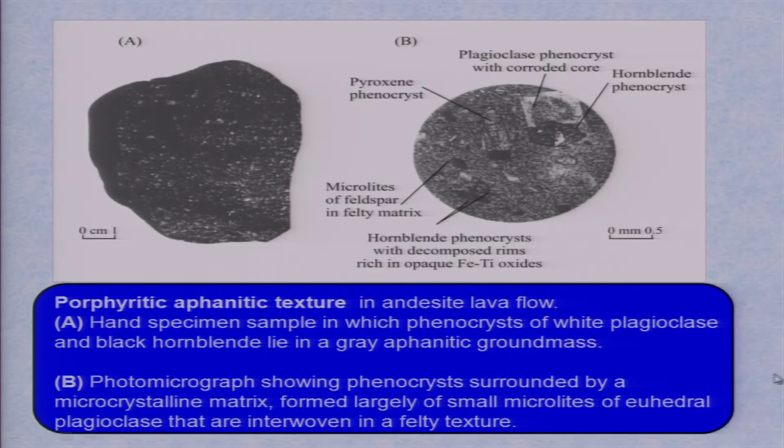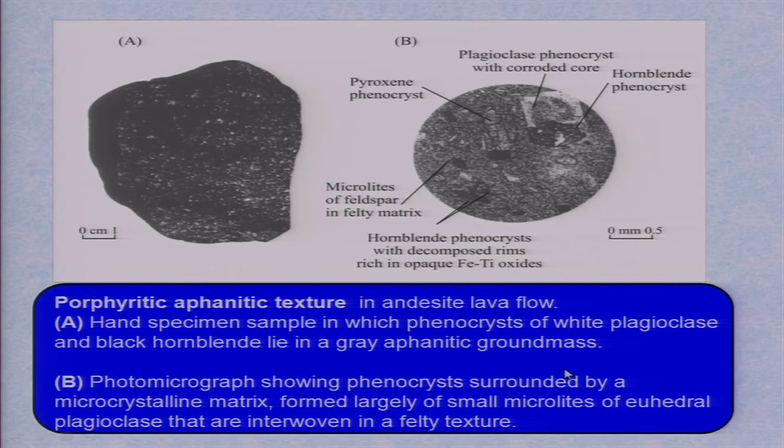These are the two important definitions, and I will cite a few examples of igneous rocks which show porphyritic aphanitic texture. I am citing an example of andesite. Andesite is a variety of igneous rock. It is in the form of a lava flow, which is also commonly known as andesitic lava flows. Andesitic lava flows in hand specimen show phenocrysts of white color, which are mostly plagioclase.